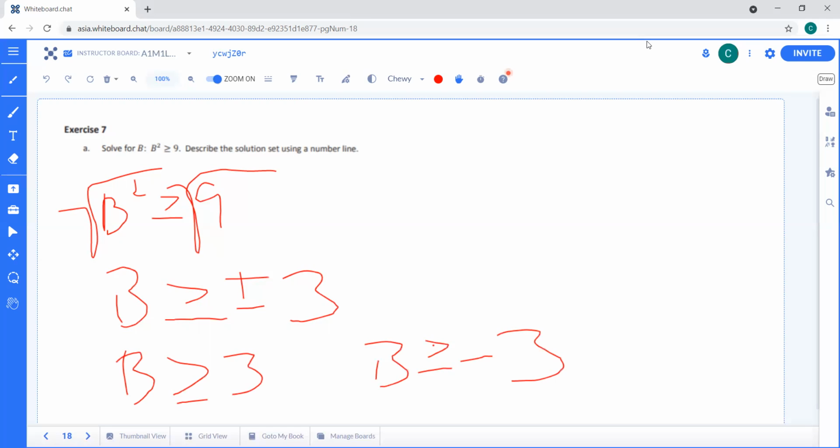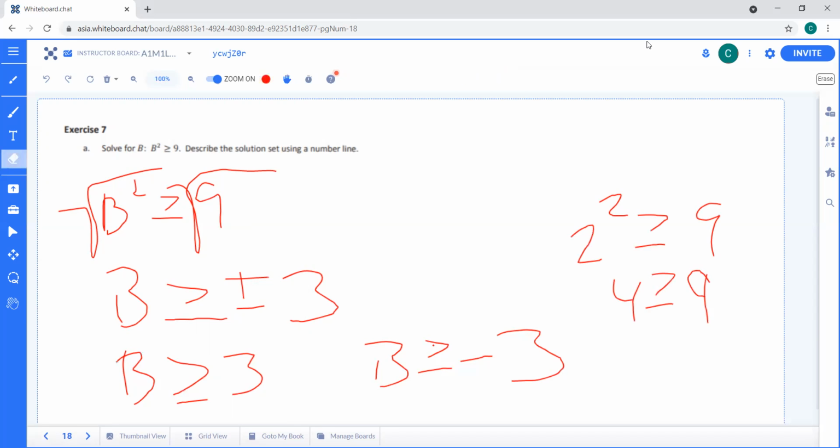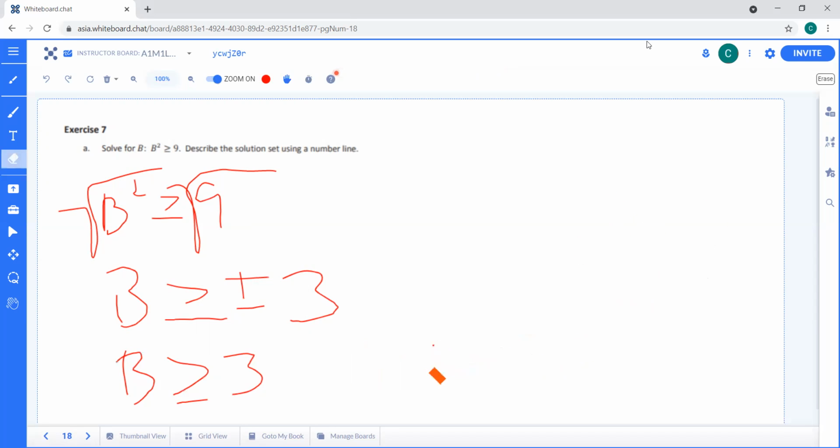Is that a true statement? Because you got to think about it. Okay. If I say greater than or equal to a negative 3, if I plug in a 2 squared, is that greater than or equal to 9? 4 greater than or equal to 9? No. That is not a true statement. So what is that going to be? What is that going to mean here?